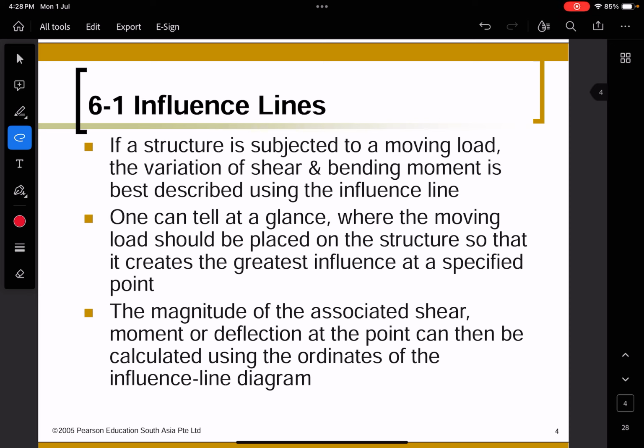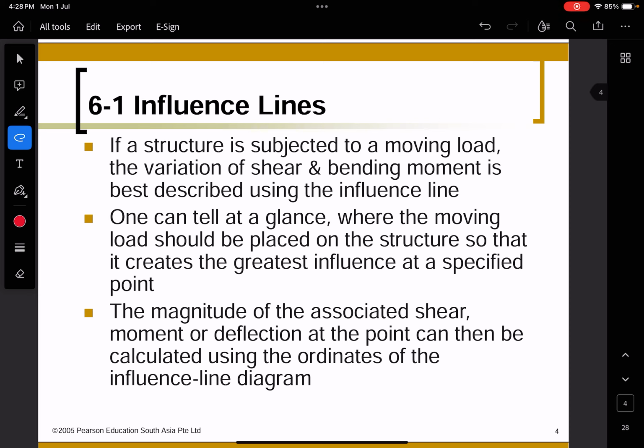So if a structure is subjected to a moving load, the variation of shear and bending moment is best described using the influence line. Unless you have a static point load, then it's easier, rather than using the influence line, to use the bending moment and shear force diagram. But for a bridge, normally we will use the influence line.